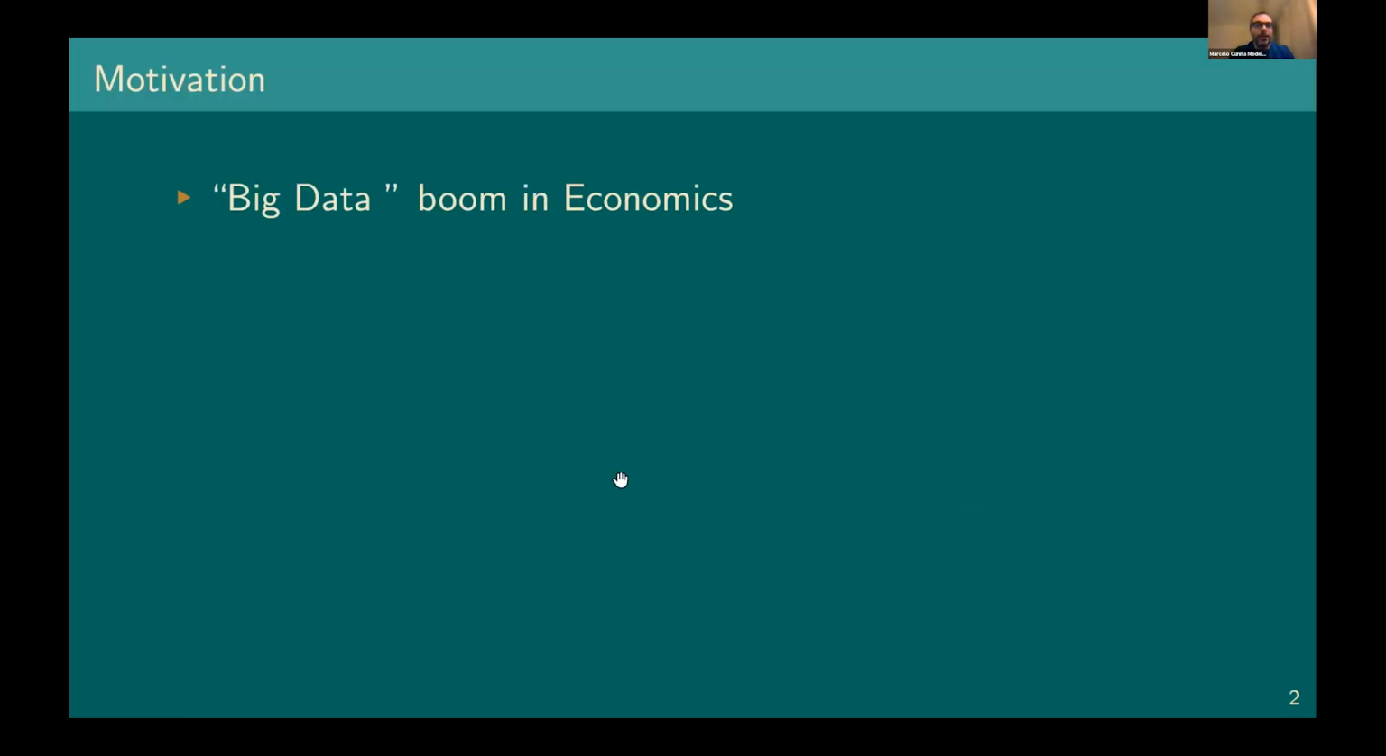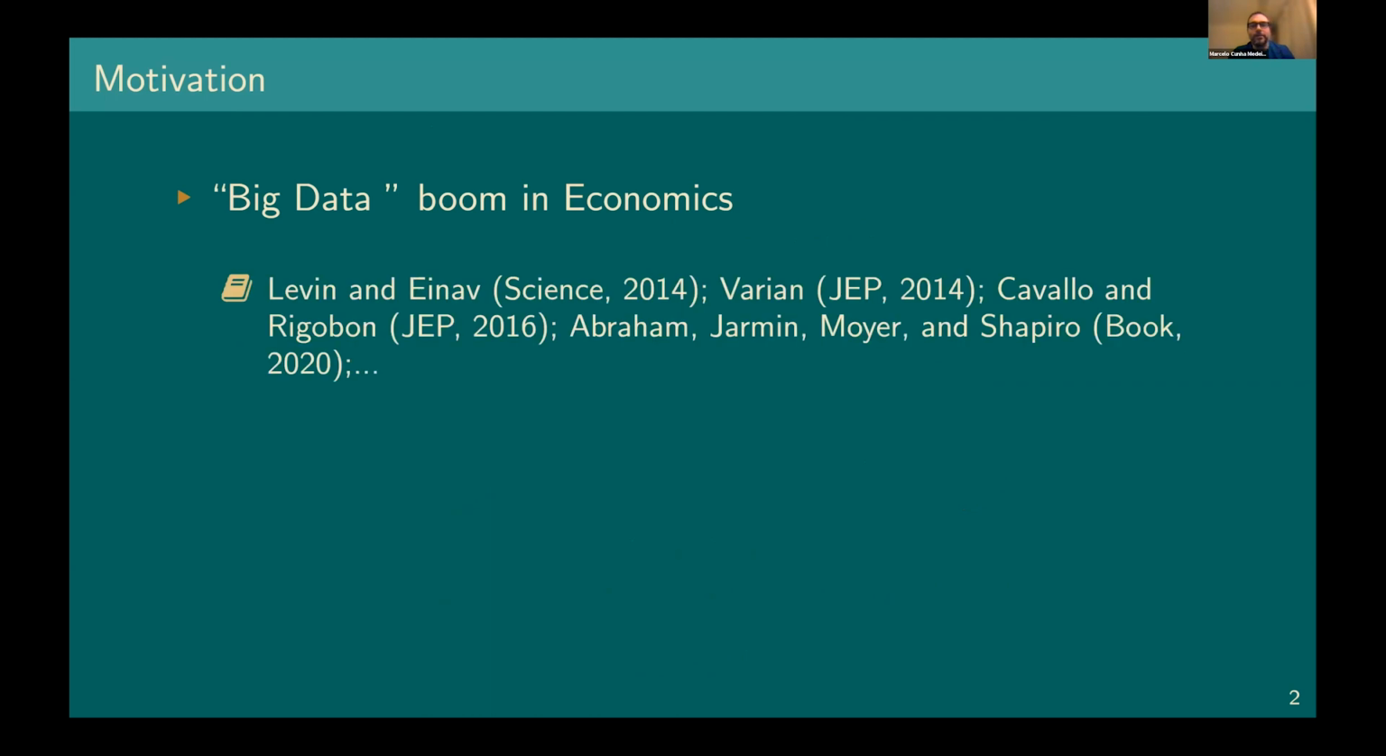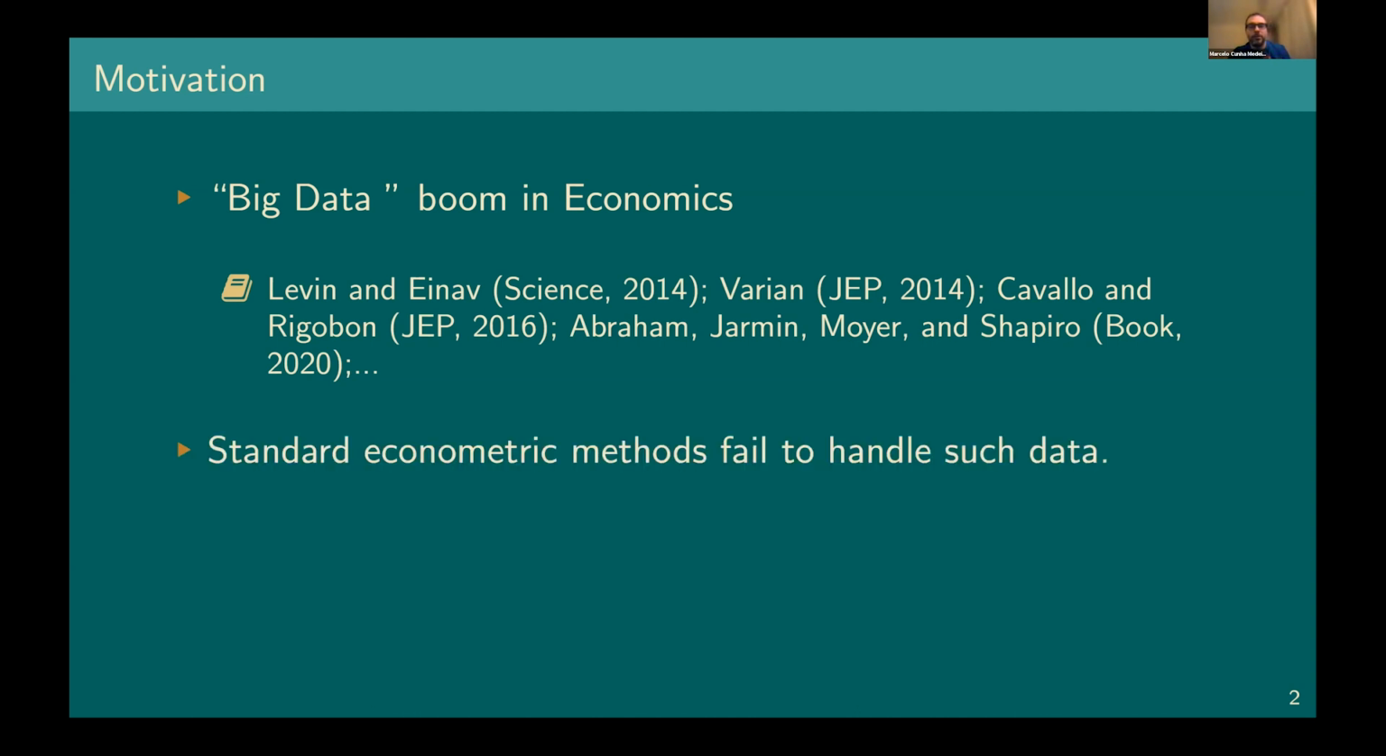So there's this big boom of big data in economics. You see a lot of recent papers talking about large data sets in economics. And we all know that when it comes to big data, standard econometric methods fail to handle such data, because usually you're going to have potentially more parameters to estimate than the number of observations that you have. That's what we call a wide data set. Or sometimes you can have way too many observations, which makes it difficult to invert matrices, so you end up with numerical problems. That's what we call tall data sets.